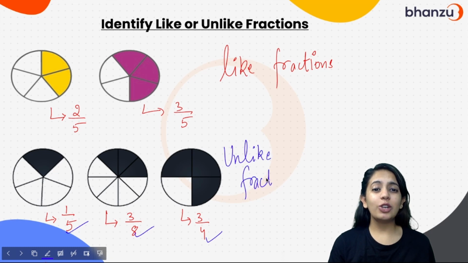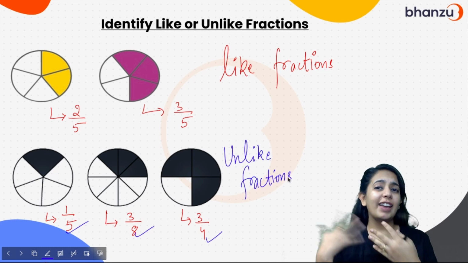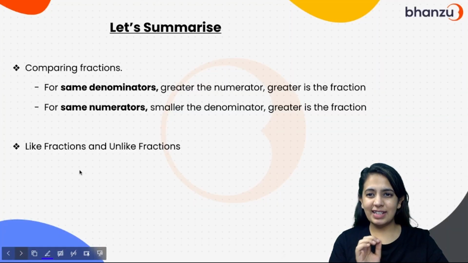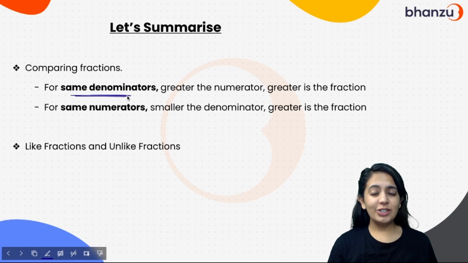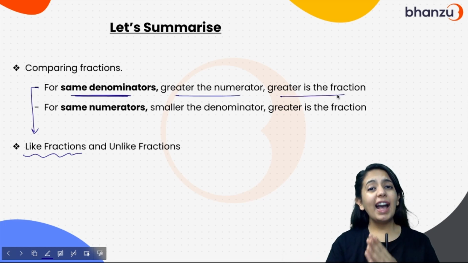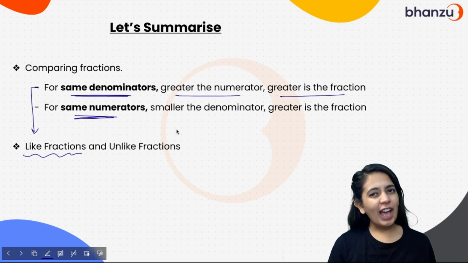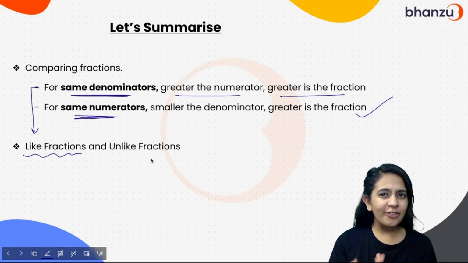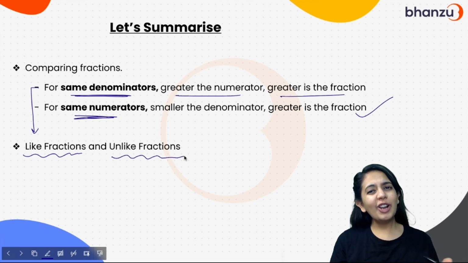Okay, now since we know how to compare the fractions, what are like fractions, what are unlike fractions, let's summarize whatever we have learnt in this class. If we have fractions with the same denominator, that is like fractions, then greater the numerator, greater is the fraction. And if we have fractions with the same numerators, then we have to compare the denominators. So smaller the denominator, greater is the fraction. Now, like fractions are those which have the same denominators. But what are unlike fractions? The fractions with different denominators.